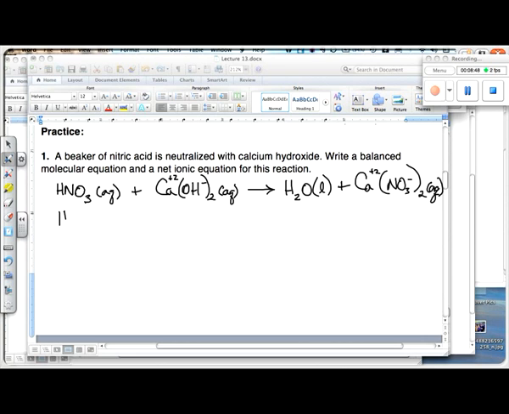Writing in its complete ionic form. Let me balance. Need 2 of these. So 2 H's and 2 OH's produce 2 waters. That's the best way of looking at these. Look at how many hydrogens and how many OH's, and you should have the same for both, and that's how many waters you're going to produce. Okay, so 2H plus 2 NO3 minus, distributing that 2, plus calcium with a +2, and then parentheses, bring that subscript to the front.